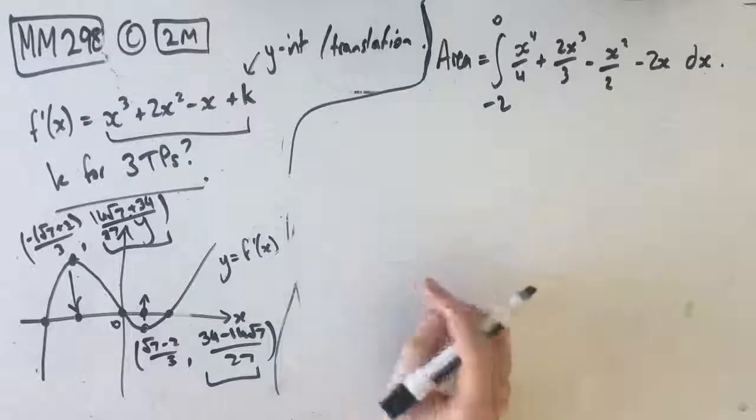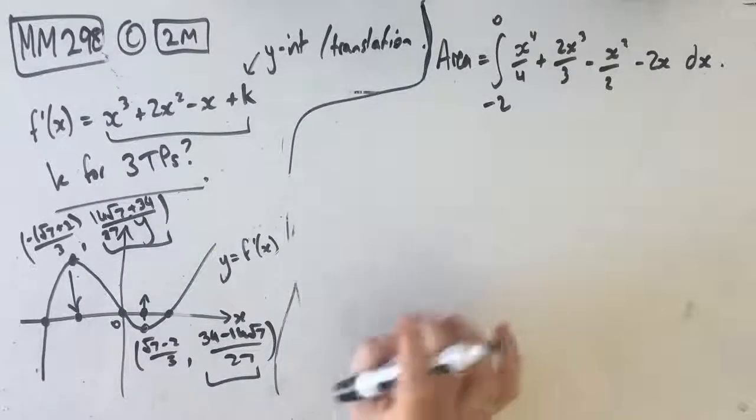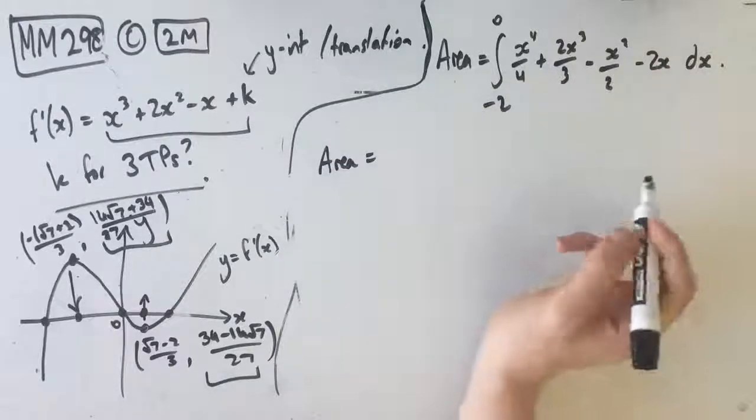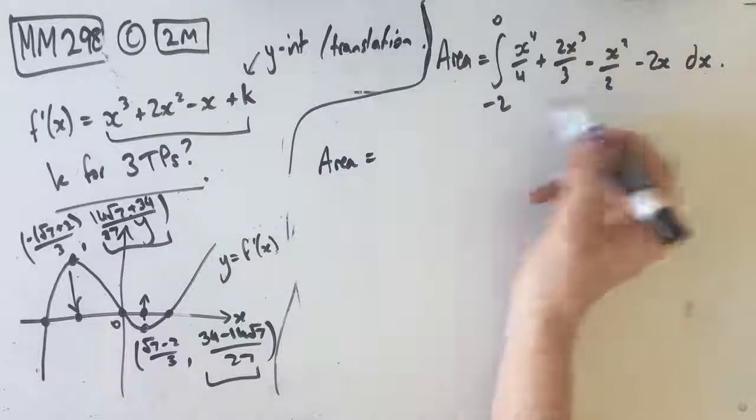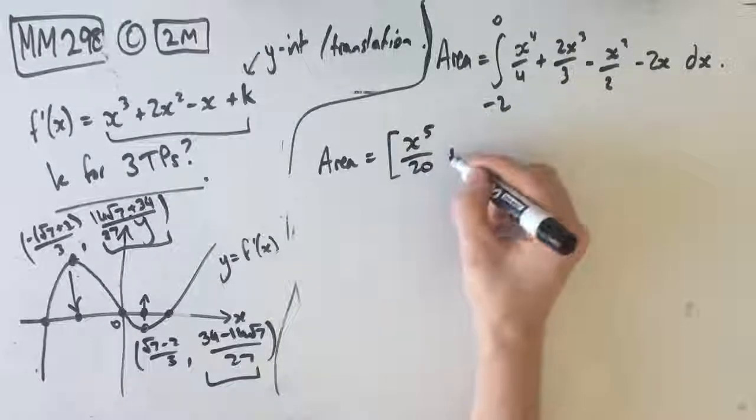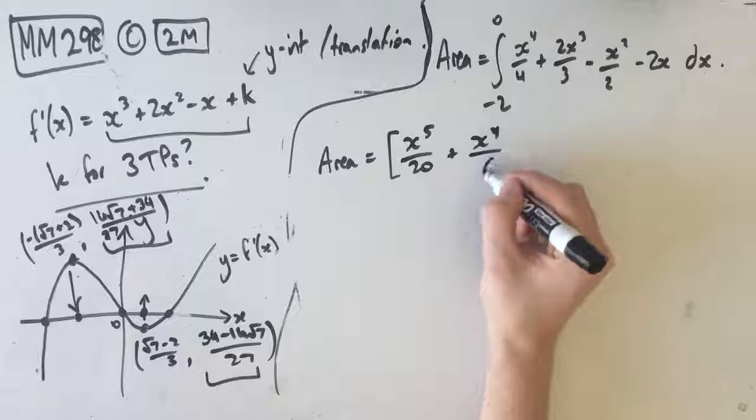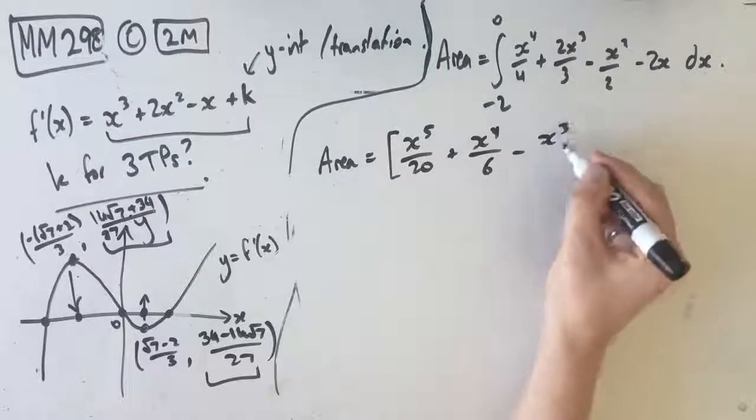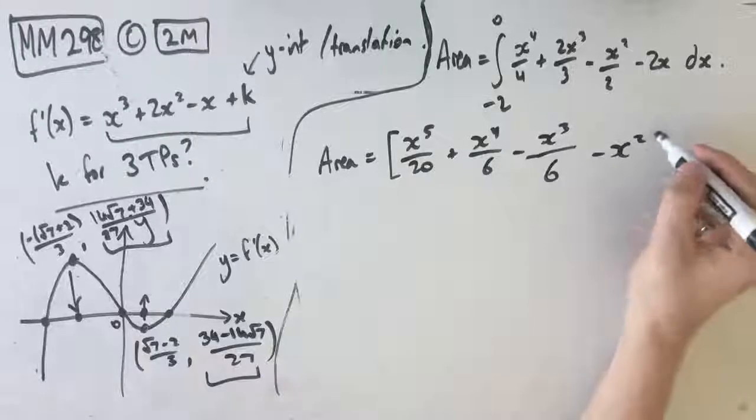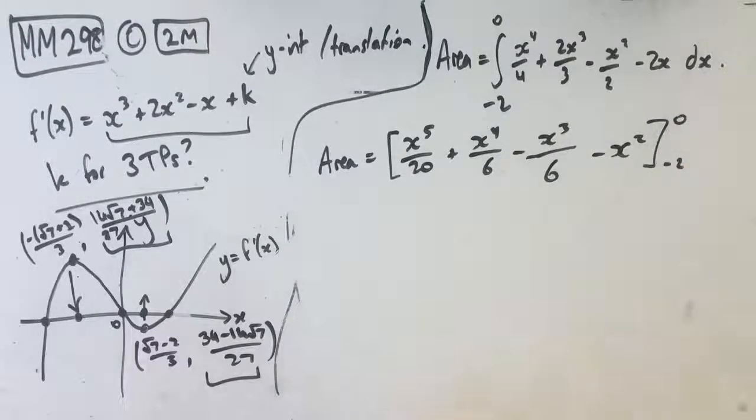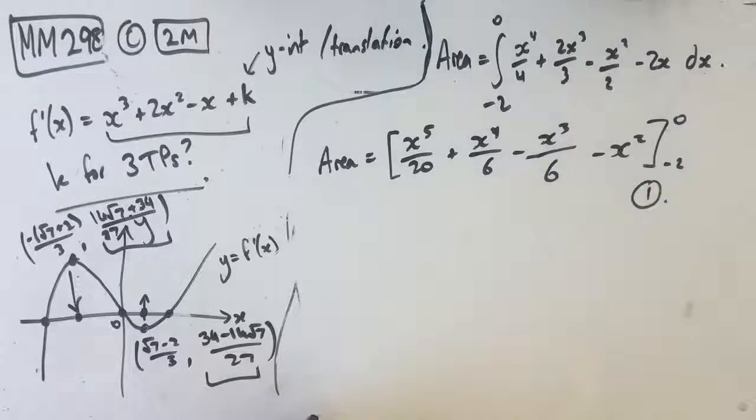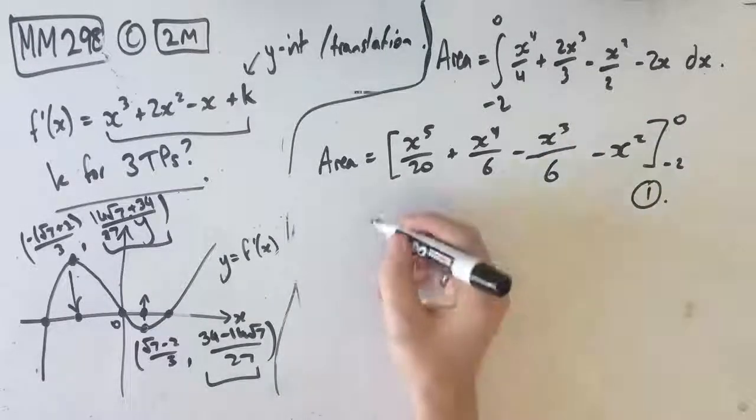And now we can just evaluate this. We've got our CAS, so we can use our CAS for a little bit of the working, but we still want to show as much as possible. So area is equal to, now we can just kind of evaluate this, and we can get x to the power of 5 over 20 plus x to the 4 over 6, take x to the 3 over 6, take x squared from -2 to 0. Awesome, this is our first mark, right? So anti-deriving that is our first mark. And then we can simply evaluate this.